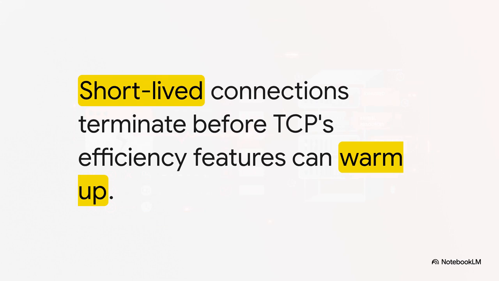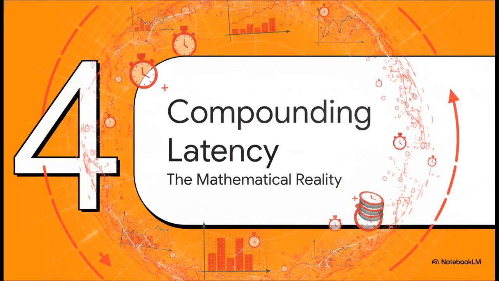Because HTTP/1.0 treats every request as an isolated, short-lived event, the connection is torn down before it ever escapes this slow start penalty. You see, a TCP connection adapts to its load and becomes highly efficient only when it's sustained and warm. But HTTP/1.0 relies entirely on cold connections, making the effect of TCP slow start truly devastating to performance. Moving on to part 4, compounding latency and math.